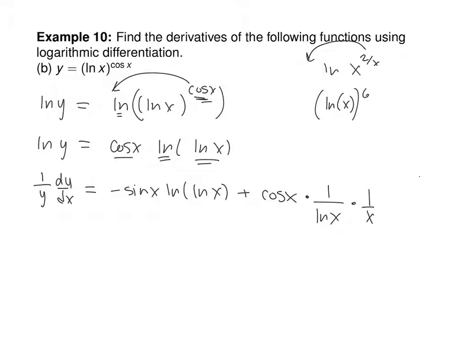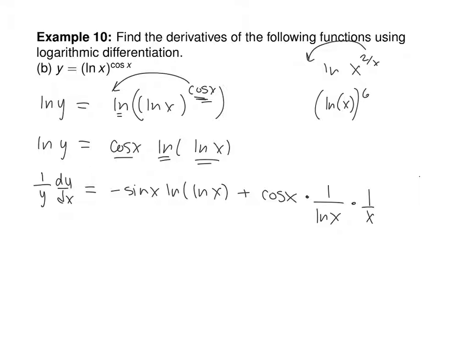Natural log of stuff is 1 over stuff. The stuff happens to be ln. Say that again? Where's cosine x come from? Because when you do the product rule, you differentiate the first function, leave the second alone, plus don't differentiate the first function, differentiate the second. Does that make sense? Yeah. So that's why the cosine is there.